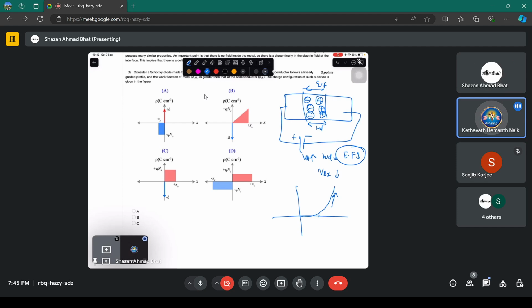Sir, are threshold voltage and built-in potential both the same or are they different? They are not the same actually. Threshold voltage is basically a circuit-related parameter, which is not related to the built-in voltage. Because you never measure, I should say the built-in voltage cannot be measured externally.